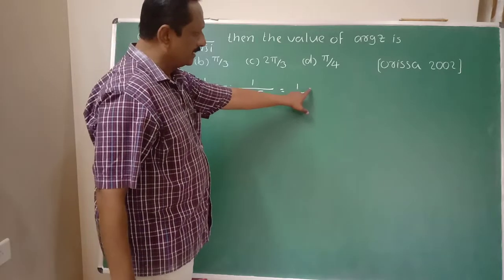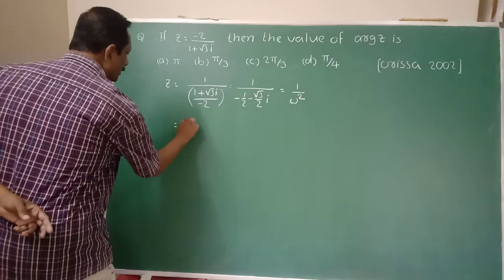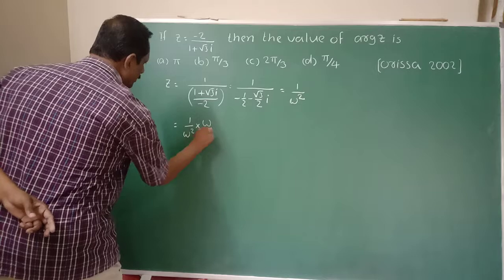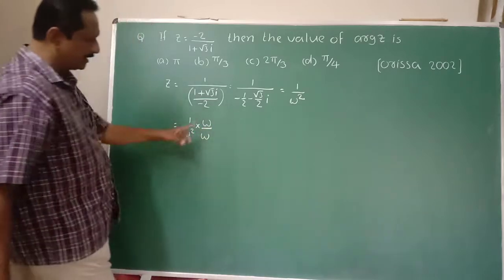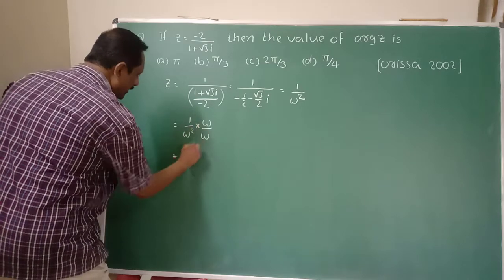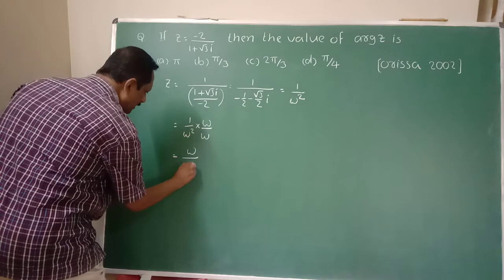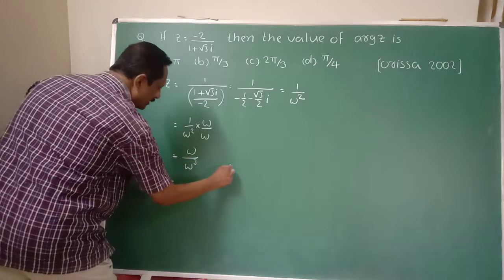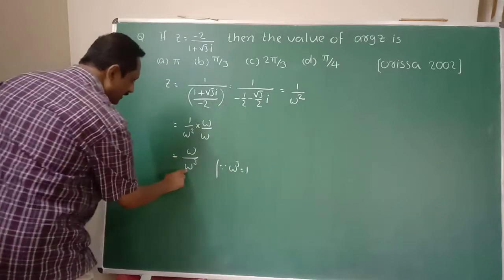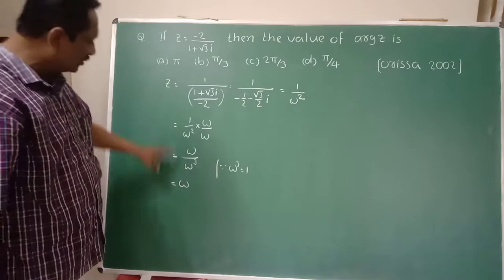Multiplying and dividing by omega here. Hence this is equal to 1 upon omega square into omega divided by omega. Hence 1 into omega is omega. Omega square into omega becomes omega cube here, and you know that omega cube is 1. Omega upon 1 is omega. So we want that, it is equal to omega.